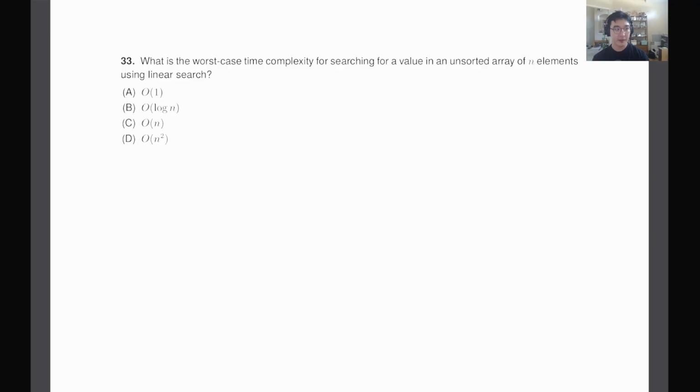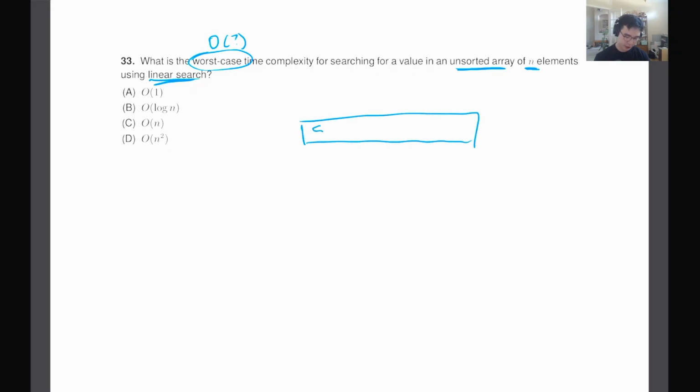Question 33. What is the worst case time complexity for searching for a value in an unsorted array of n elements using linear search? So a couple of things stick out. We're looking at worst case, which is Big O of something. And we're looking at an unsorted array of n elements using linear search. So linear search, if you forgot, let's go ahead and just draw an array of values. It's unsorted.